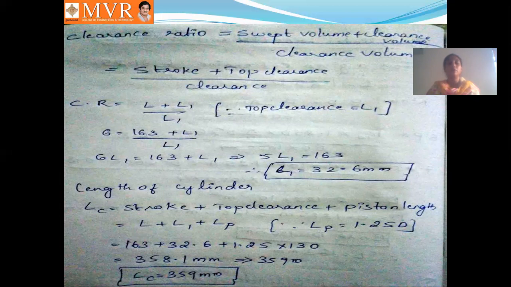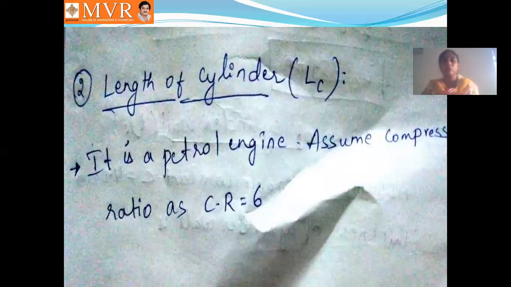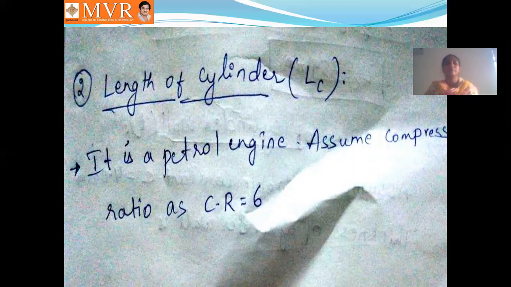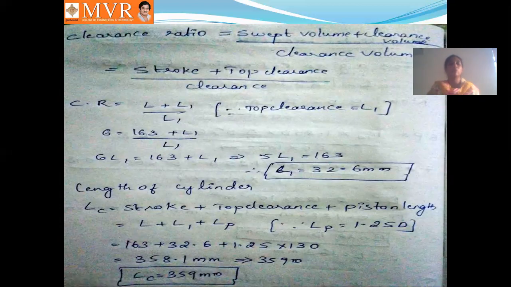What should we find out? We should find out the length of the cylinder, from the top position to the bottom position of the cylinder. Suppose we take the compression ratio as 6 because it is a petrol engine. Then clearance ratio is equal to swept volume plus clearance volume by clearance volume. Swept volume we take as the stroke, and clearance volume as the top clearance. CR is equal to L plus L1 by L1. Simplify, and you will get L1 and also the length of the cylinder.